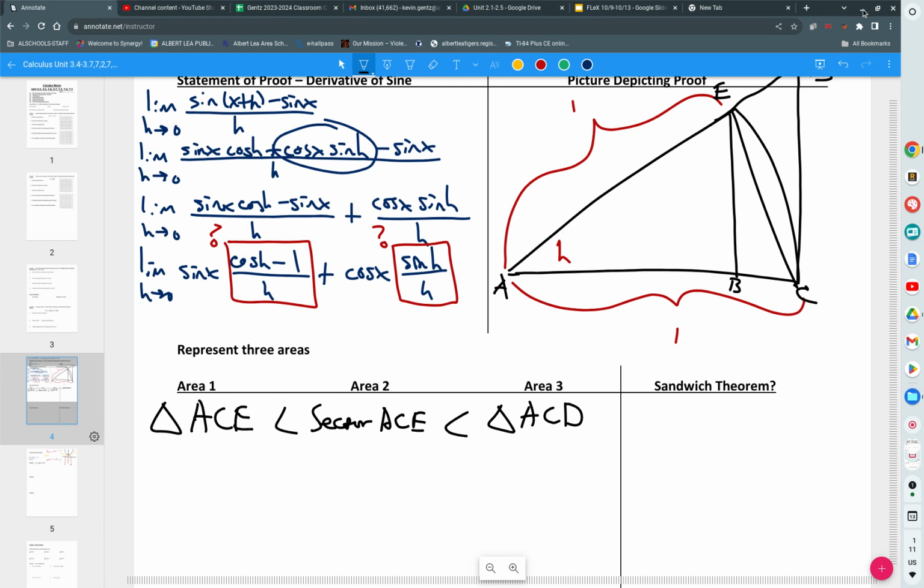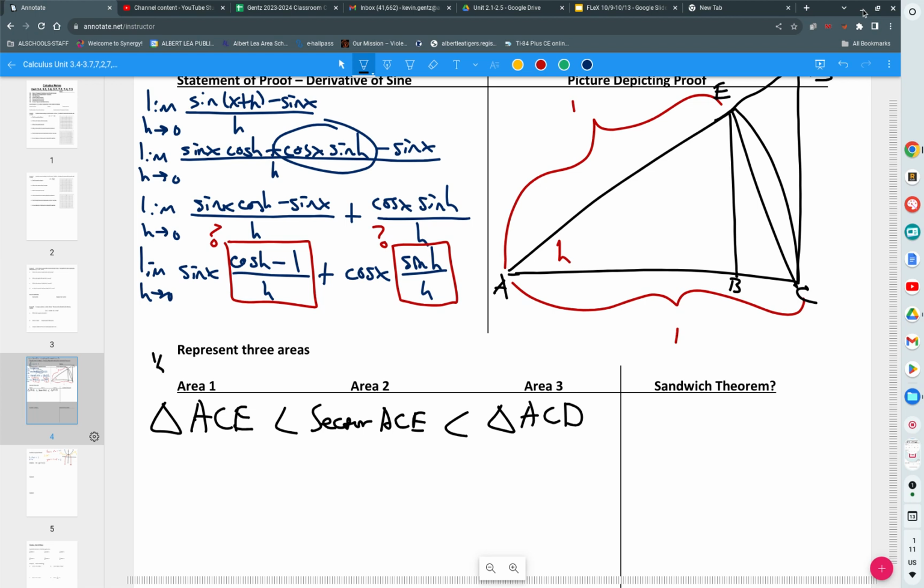Okay, well, it would be nice to have formulas for area, wouldn't it? So let's calculate. Can everybody see where this is going? I have an inequality. Do you see how we're going to use the sandwich theorem here eventually? This is how this is set up. The foresight on the person who developed this is really incredible.